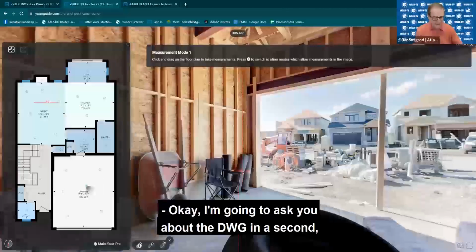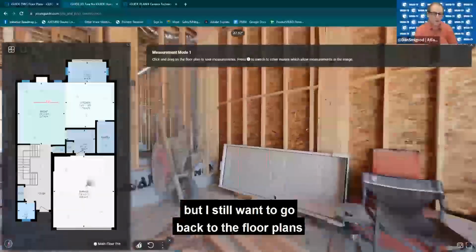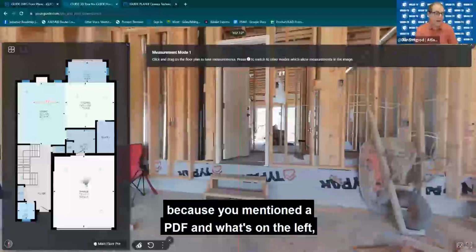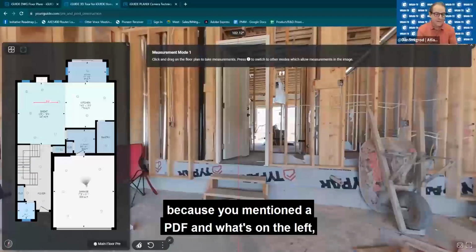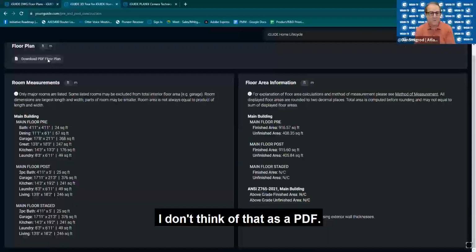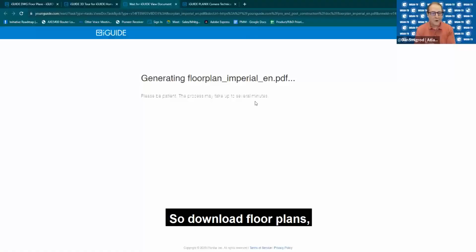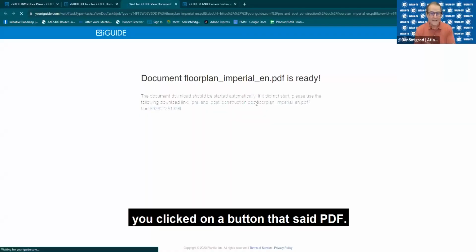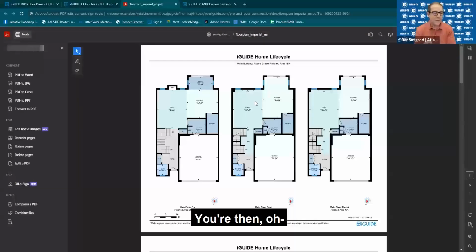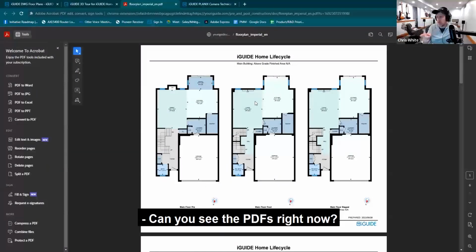I'll ask you about the DWG in a second, but I still want to go back to the floor plans, because you mentioned a PDF, and what's on the left, I don't think of that as a PDF. So, download floor plans. You clicked on a button that said PDF. Can you see the PDFs now? Yes, I can see. Okay, I'm good.